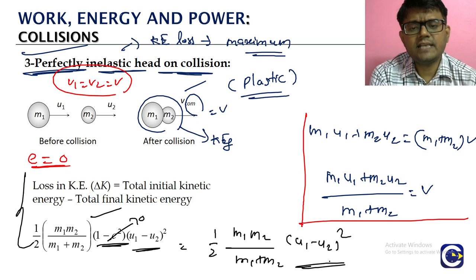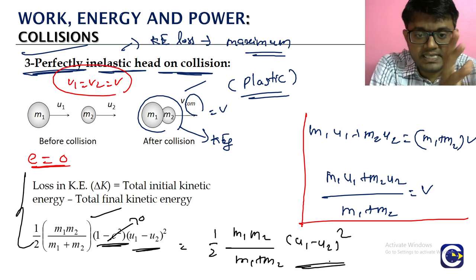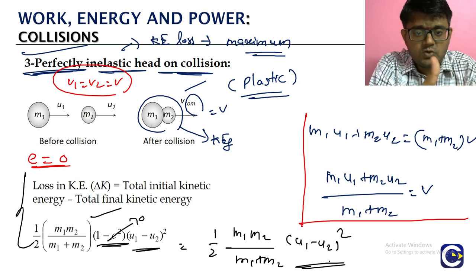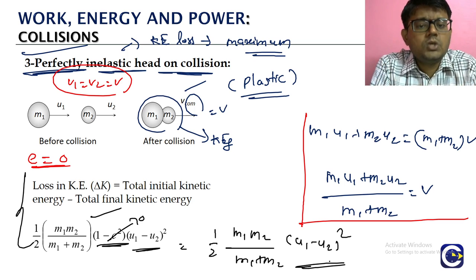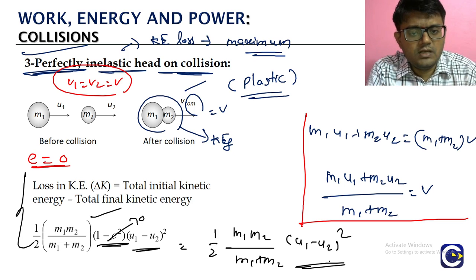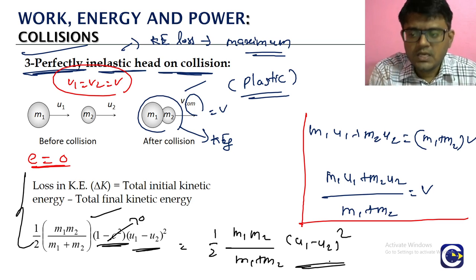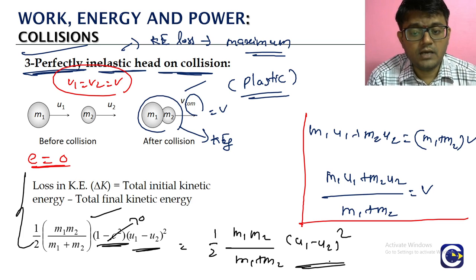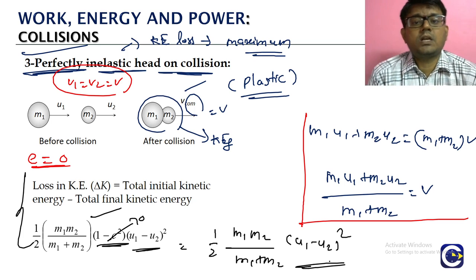Both in the general inelastic case, that is the best method. Go with the general approach: take the conservation of momentum principle, then use the coefficient of restitution formula, and from that we can solve the problem. Here also, we can calculate the common velocity first, and using that we can calculate the loss of kinetic energy.